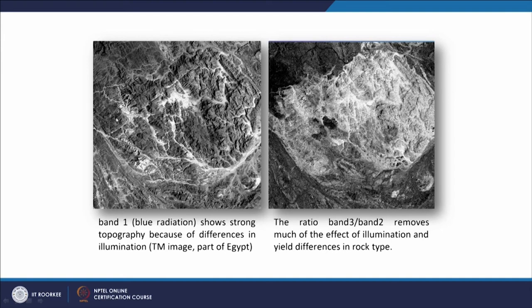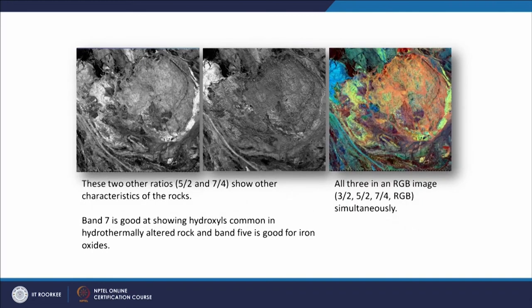And here you cannot identify different rocks very clearly, and the effect of topography is very much dominating. But here the effect of topography has reduced, whereas the discrimination between two rocks or many rocks has increased. So that's the advantage of band ratioing.